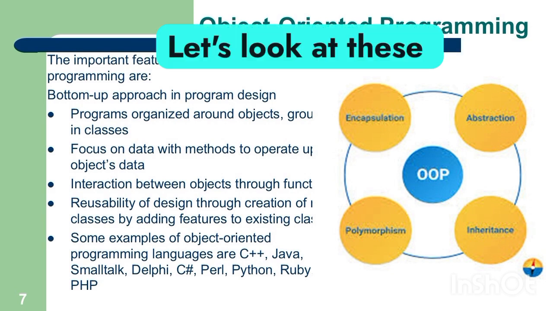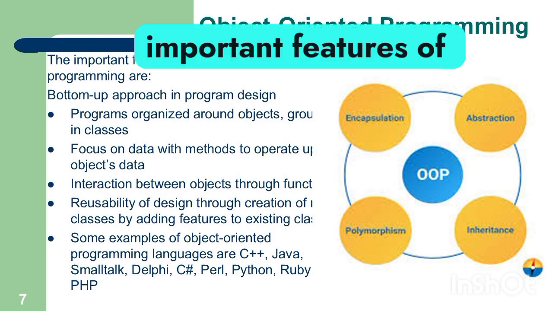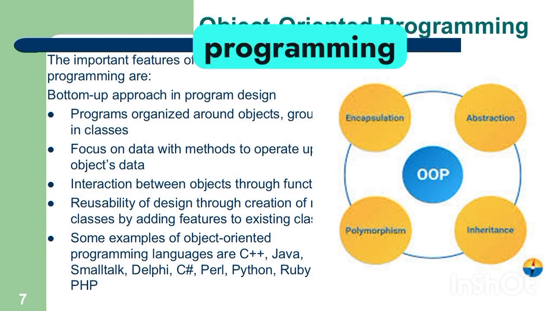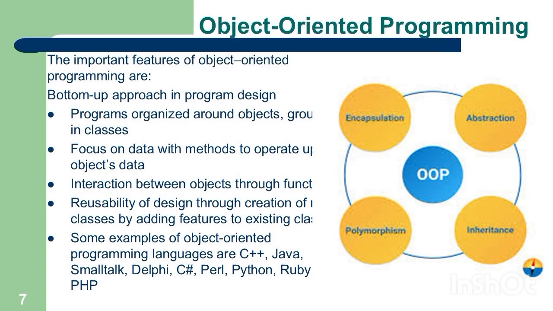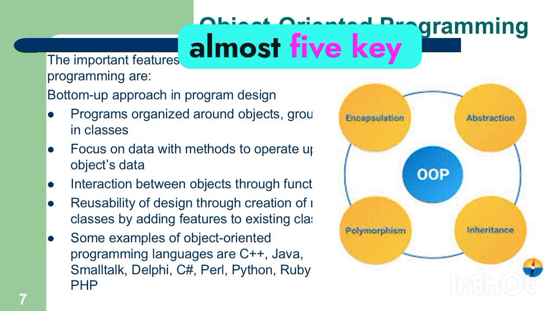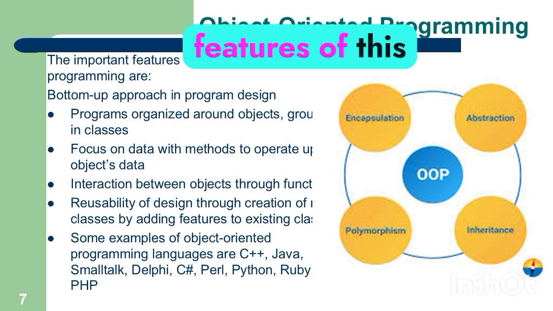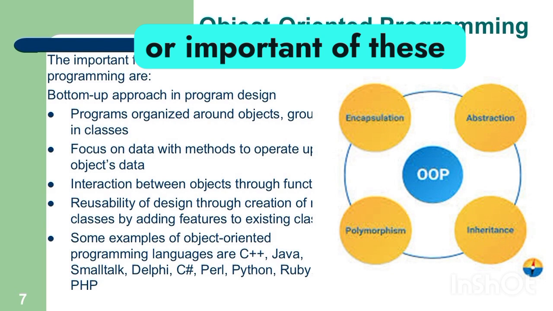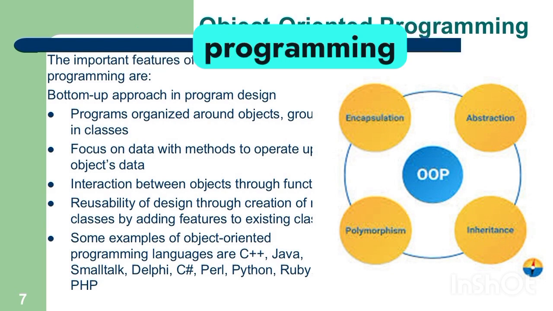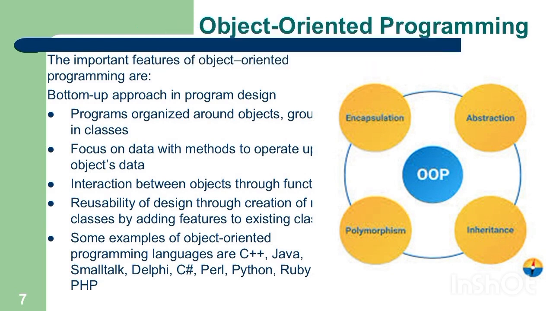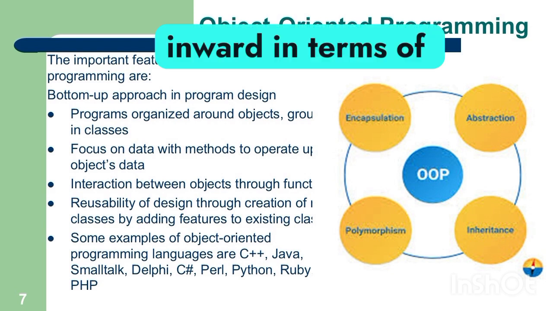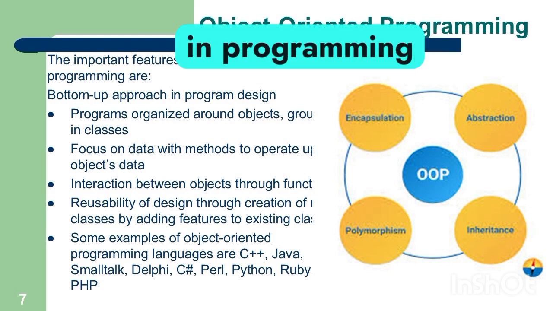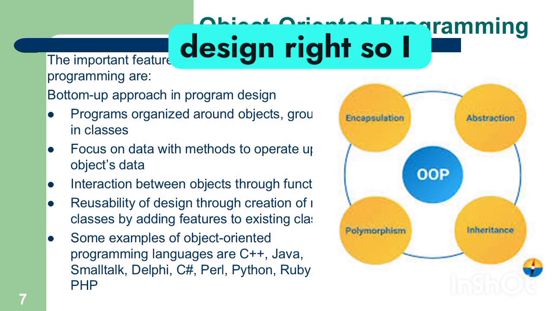Let's look at these important features of object-oriented programming. We have outlined almost 5 key features of object-oriented programming, which are almost in terms of a bottom-up approach in programming design, right?